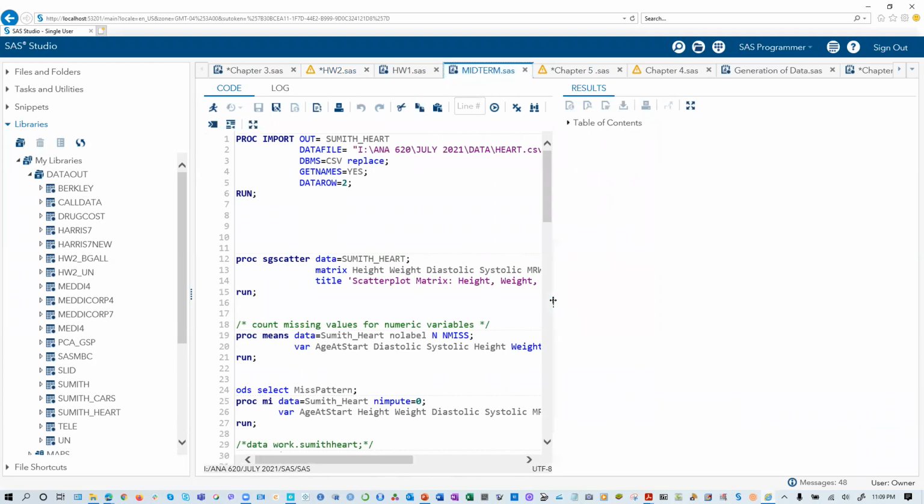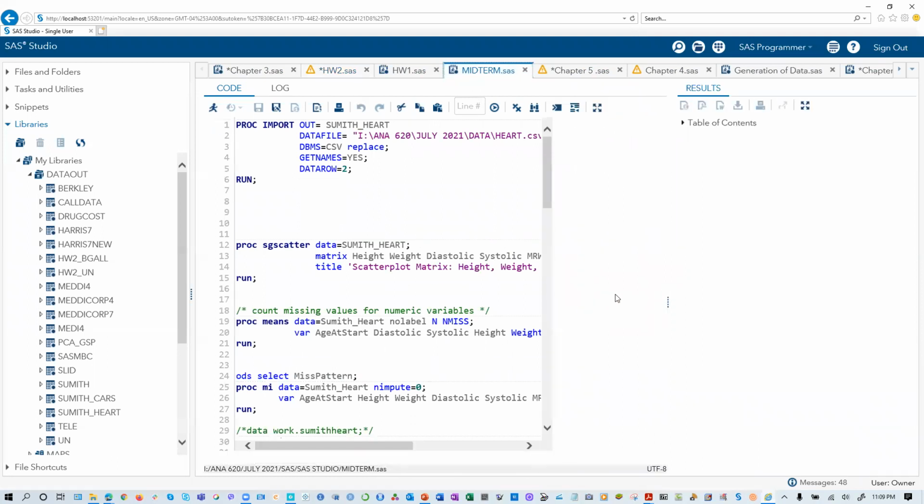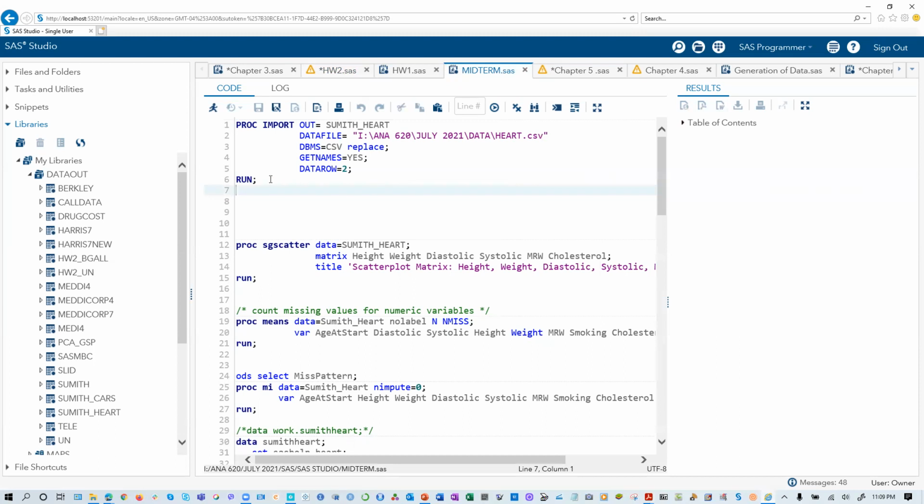So you go ahead and get your heart data from wherever you have that one. You can save and get it. And then you can easily get the scatter plot matrix.